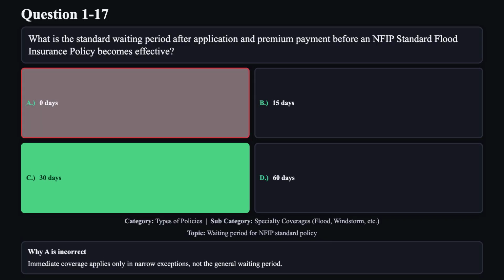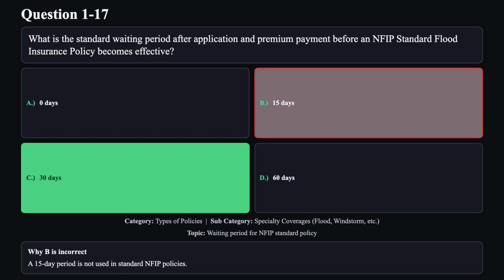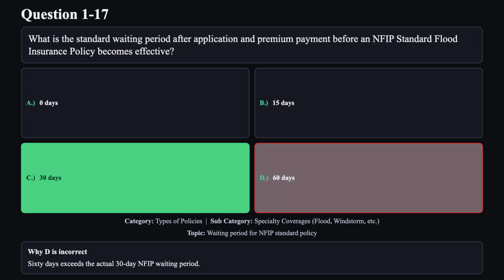Reason A is not correct. Immediate coverage applies only in narrow exceptions, not the general waiting period. Reason B is not correct. A 15-day period is not used in standard NFIP policies. Reason D is not correct. 60 days exceeds the actual 30-day NFIP waiting period.